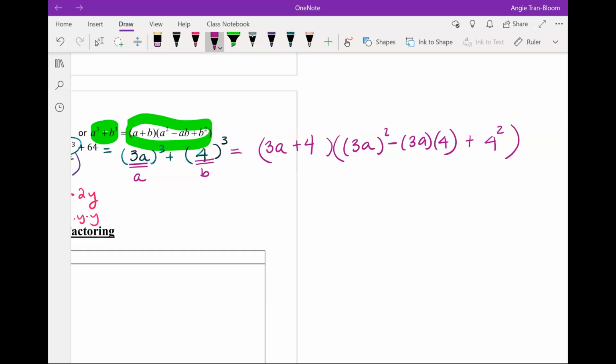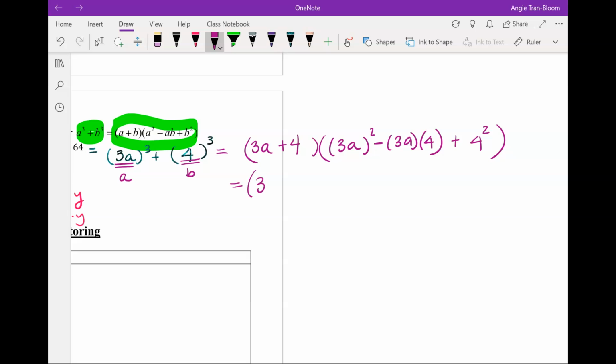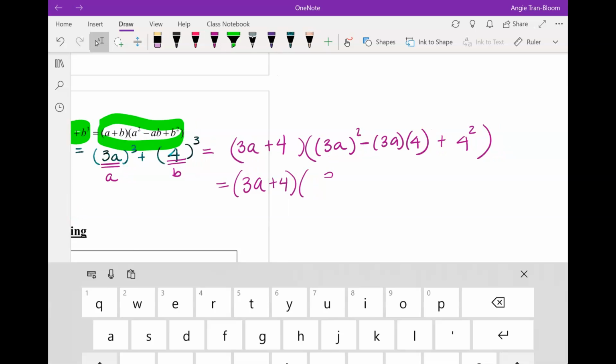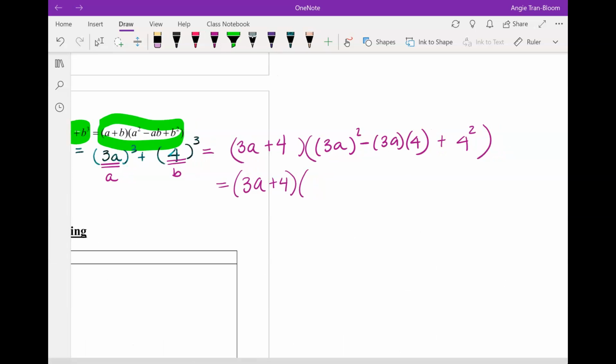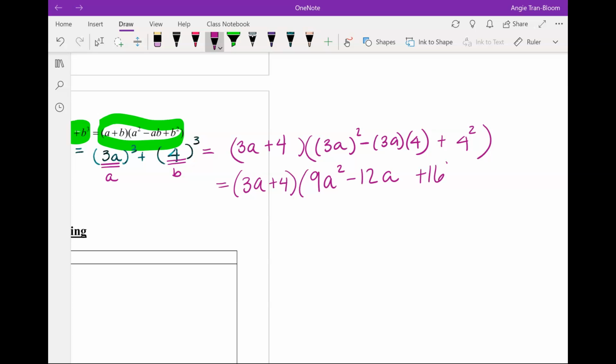Okay. All right, let's make it pretty. 3a plus 4. We can't really simplify that, but I can definitely simplify 3a squared. What's 3a squared? 9a squared. Okay, so that's going to be 9a squared. What's 4 times 3a? Negative 12a. And what's 4 squared? 16. And that concludes our notes today.